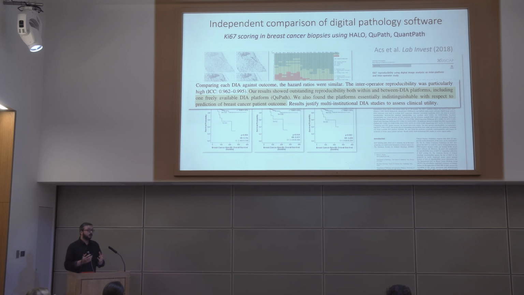As a lot of you may be familiar, the standardization of Ki-67 scoring in breast cancer is troubling, or it's a difficult thing to do if pathologists are assessing it by eye. And so image analysis potentially offers a way forward there.